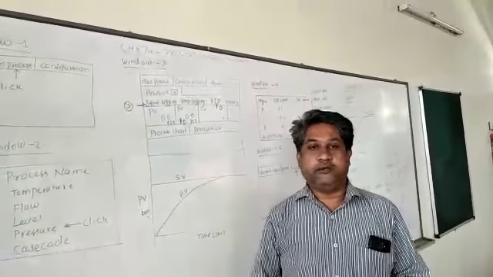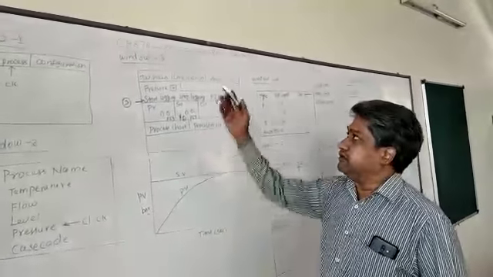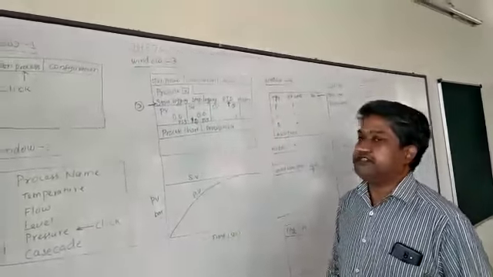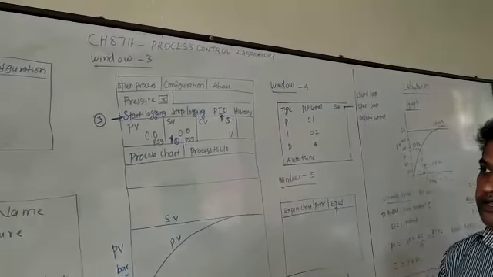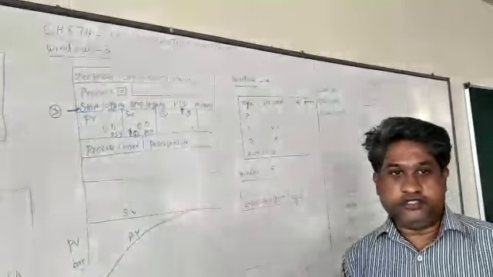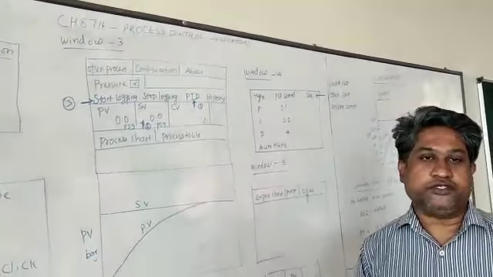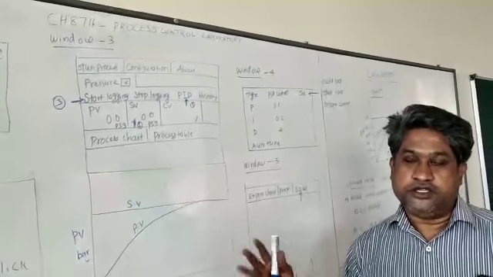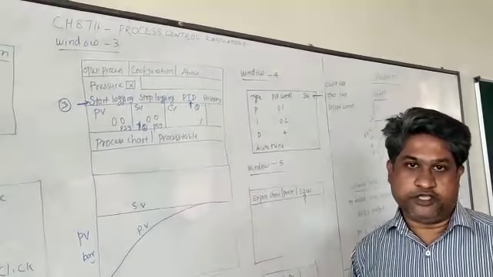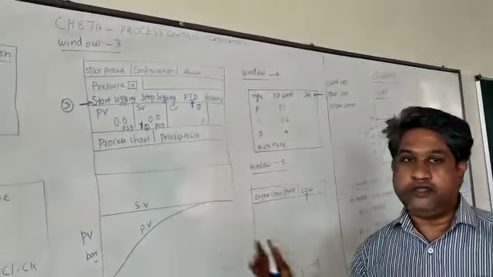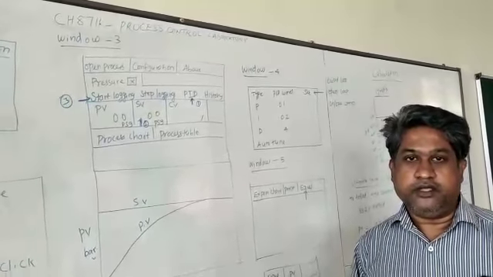I'm going to explain about your process control laboratory, and our subject code is CH8711, Process Control Laboratory. First of all, the procedure for all the experiments is the same, because we are going to use SCADA software, so we are going to use the same procedure with slight modifications. So let me explain the steps to be followed to start the experiment.